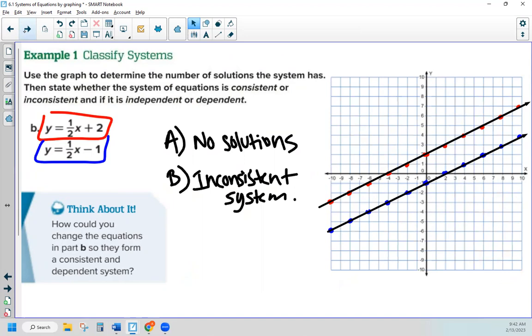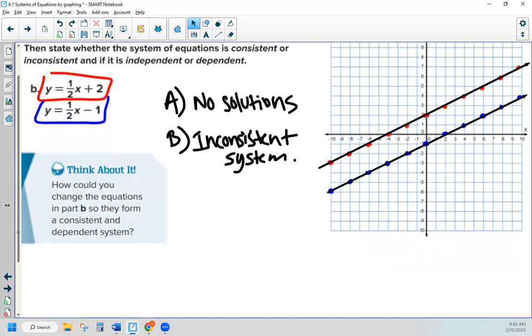All right, now really quick, think about it for a second right here on the bottom left. I know you don't have it on your worksheet, but think about it. Let's get those brain cells moving for a second. How could you change the equations in part B so they form a consistent and dependent system? A consistent and dependent system. I need you to pause this video right now. And what would you do to this graph? What can you do? Pause the video, try it out, think about it.